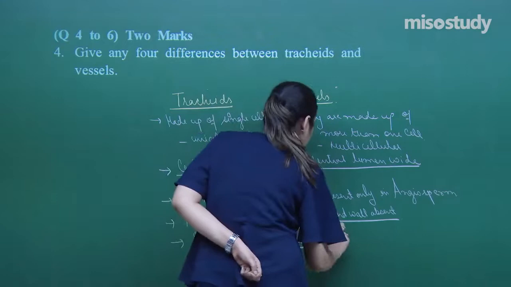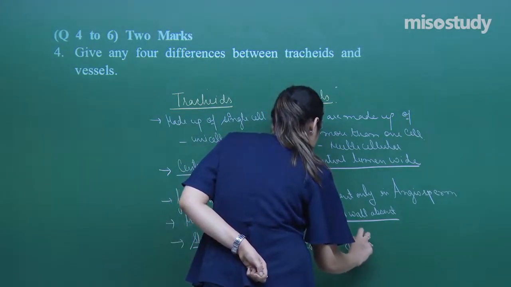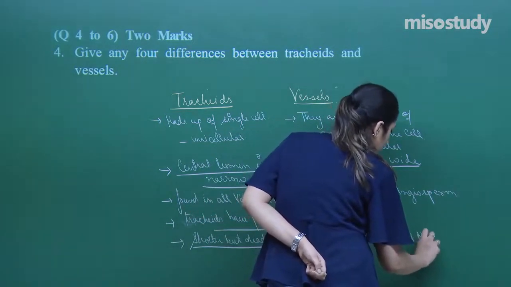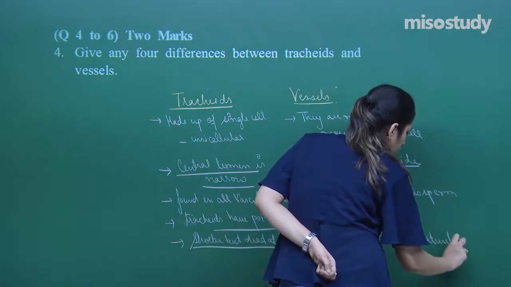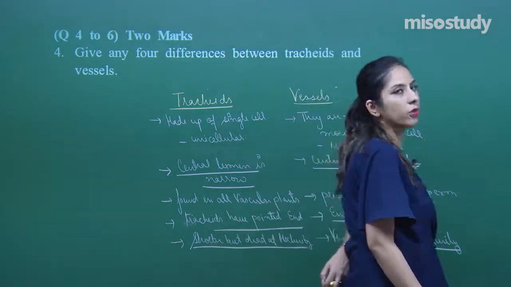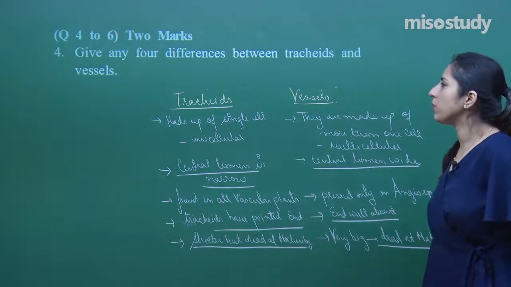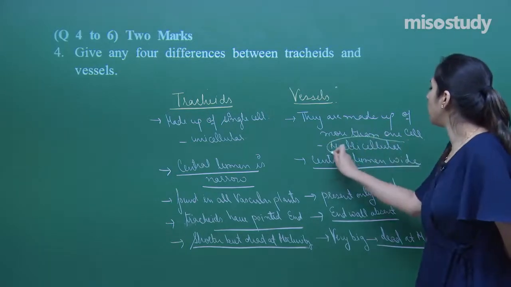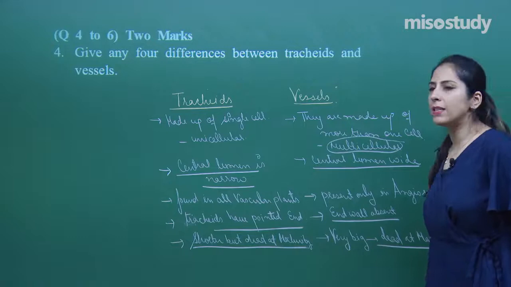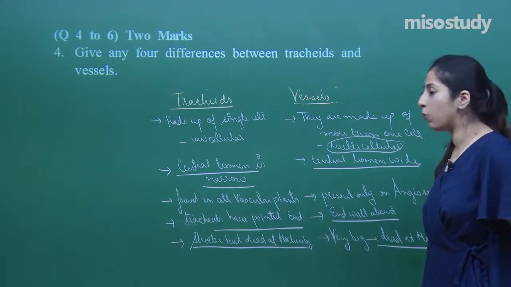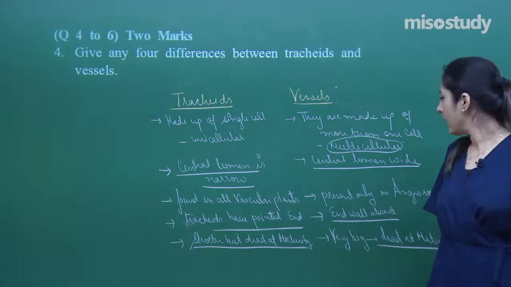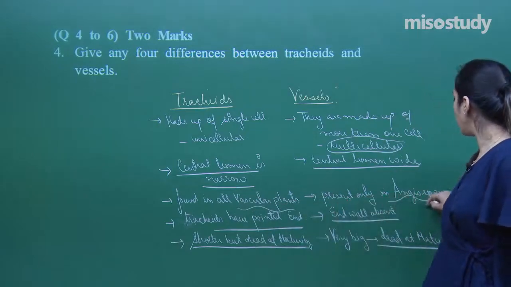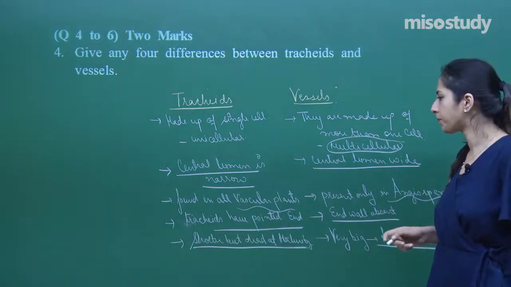Whereas vessels are very big and are also dead at maturity. So this is the difference between a tracheid and a vessel. A tracheid is a unicellular structure, whereas a vessel is a multicellular structure. In a tracheid the central lumen is narrow, whereas in a vessel the central lumen is wide. Tracheids are found in all vascular plants, whereas vessels are found only in flowering plants, that is angiosperms.